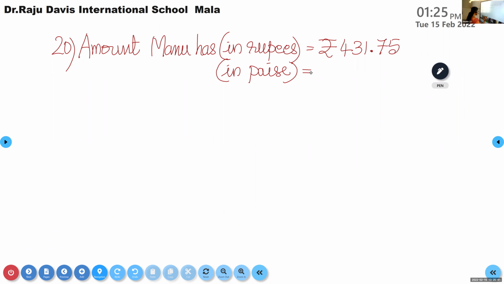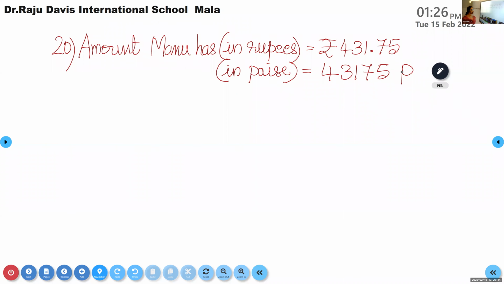431.75. That is rupees. Point is there, no? That is given in rupees. When you will write in paise, what you have to do is just remove the point and write all the amount together, all the digits together. No need of doing the multiplication and addition and all. Just remove the point and write all the digits together. So what will be the amount? Anne Maria, convert the amount into paise. 43,175. Yes, that's all.